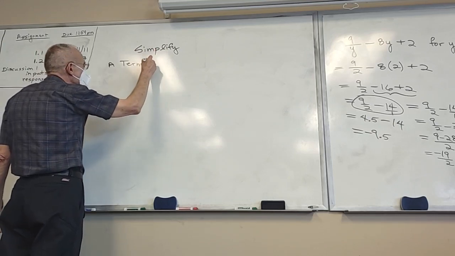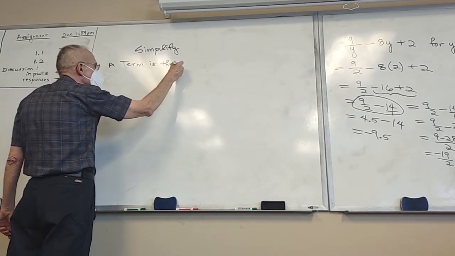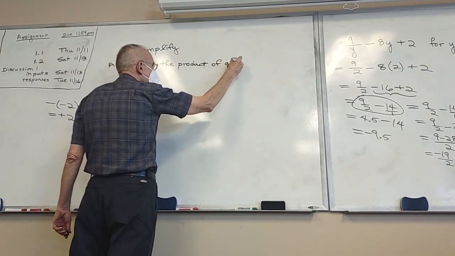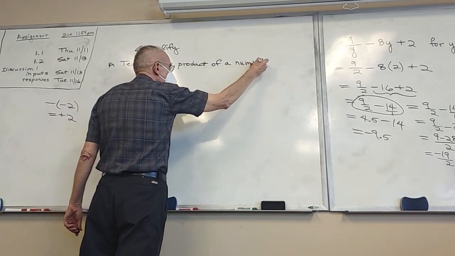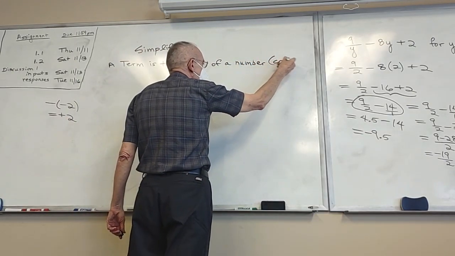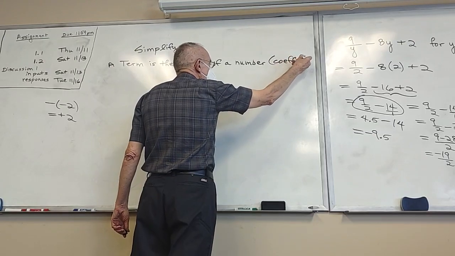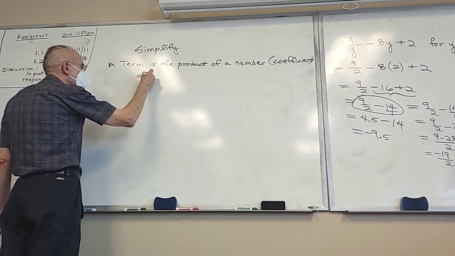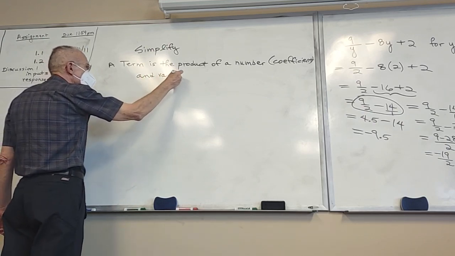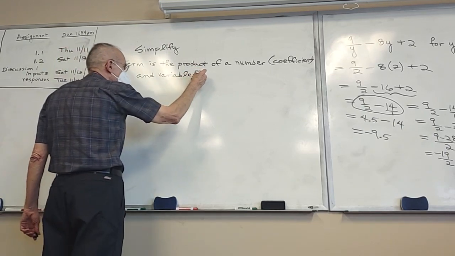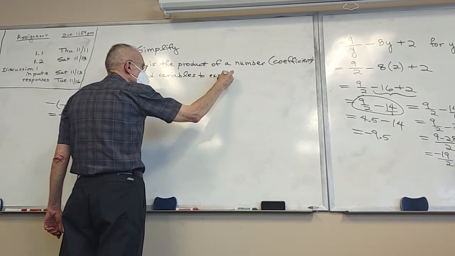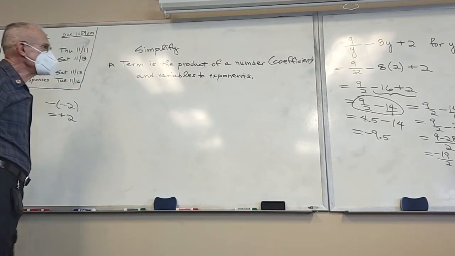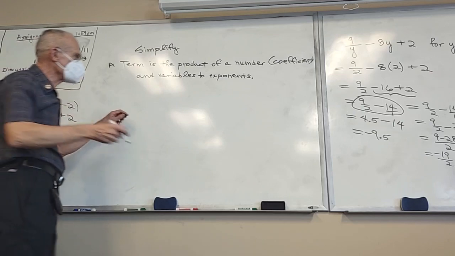It's on my paper. A term is the product of a number, which is called the coefficient, or numerical coefficient, and variables to exponents. So normally, usually you'll have a number followed by some variables to exponents.